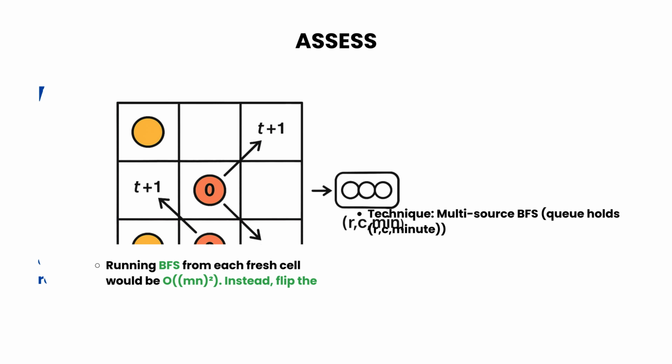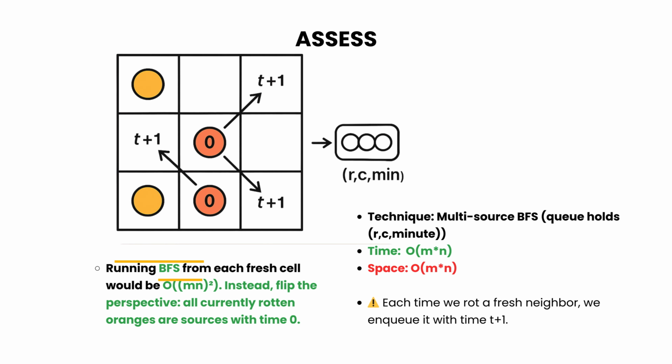Now let's assess it. Running BFS from each fresh cell would be O(mn squared). Instead, flip the perspective. All currently rotten oranges are sources with time 0. We push them all into a queue and perform a multi-source BFS. Each time we rot a fresh neighbor, we enqueue it with time t+1. Track the count of fresh.